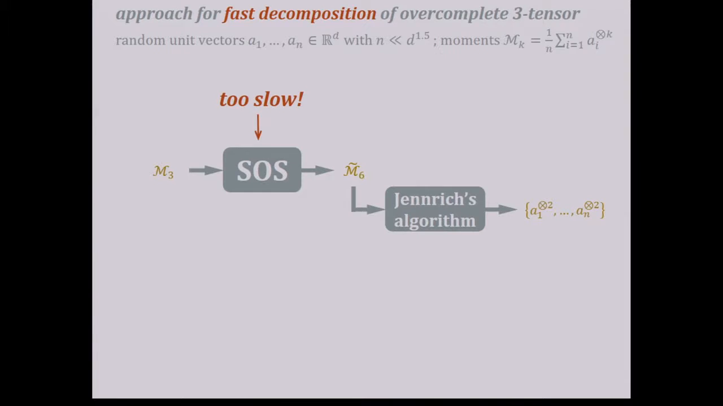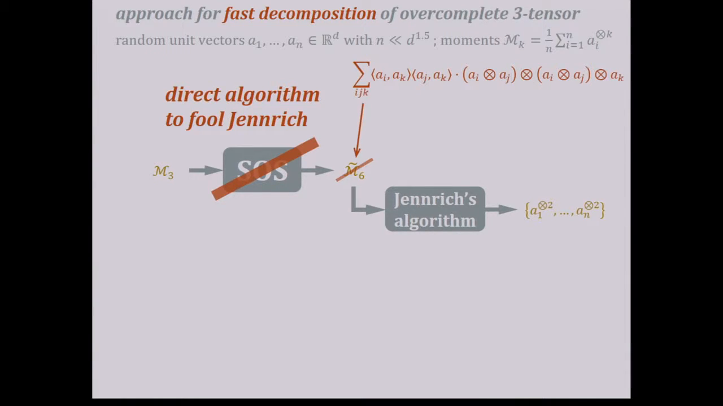One unfortunate aspect of this algorithm that I described is that it optimizes over pseudo distributions, which is a very slow process in general. And you would like to do this fast. It turns out that the only thing that you want to do is to find an object that fools Jenrich's algorithm, that behaves like the true 6 moments to Jenrich's algorithm.